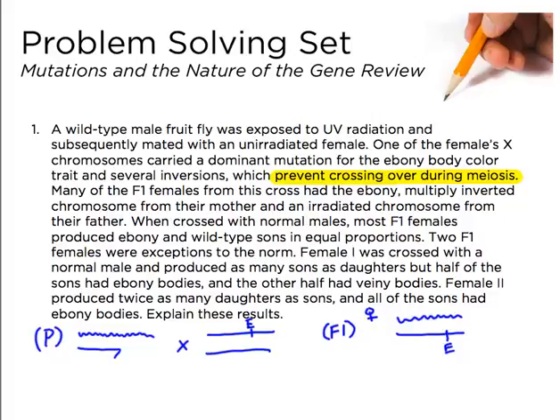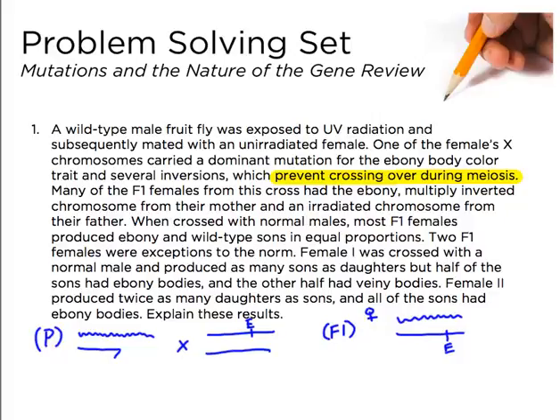Now it says when these females are crossed with normal males, most of them produced ebony and wild-type sons in equal proportions, which means that, as you know, they only give one X to each son, so half of the sons got the X chromosome with the ebony body color trait on it, and the other half got the irradiated X, which gave a wild-type. And then it says 2 F1 females were exceptions to the norm.